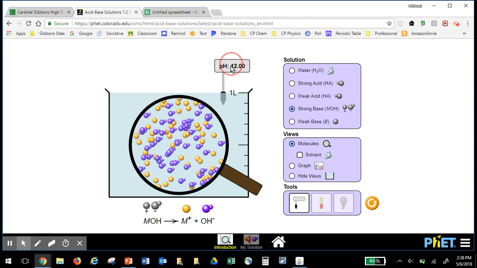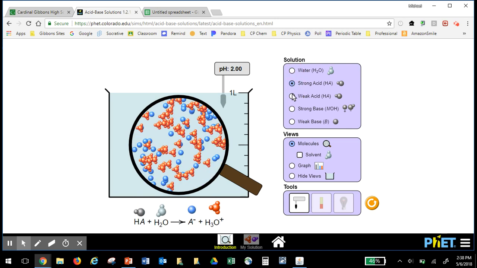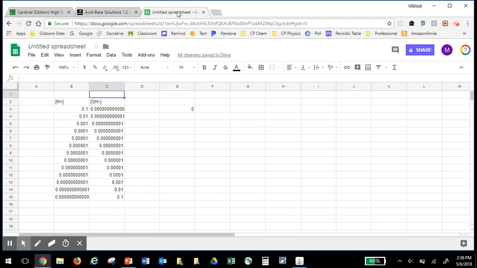So the pH, which comes here, we sort of explored what those mean and how water is at 7, and strong acids are at the low, acids are in the lower numbers and bases are in the higher numbers. And why is that? That has to do with log.